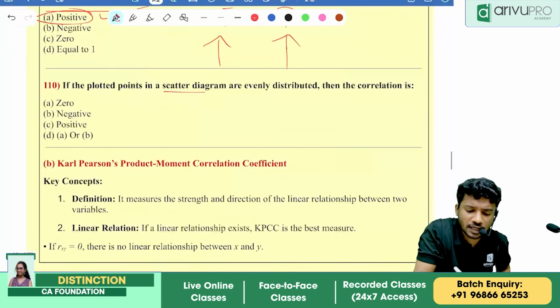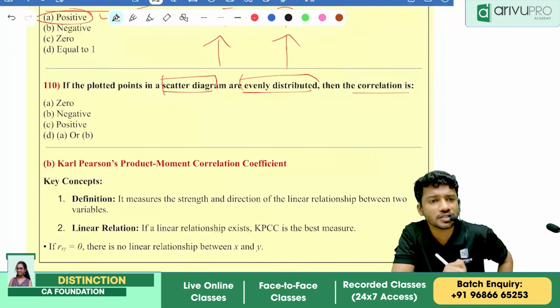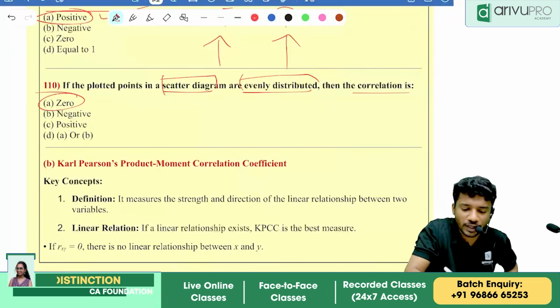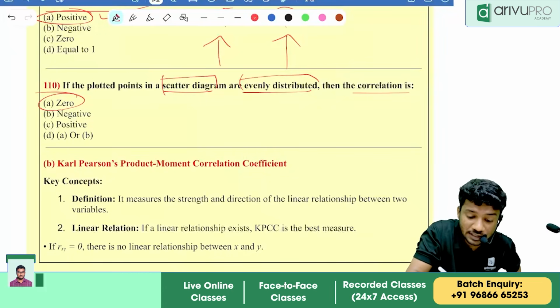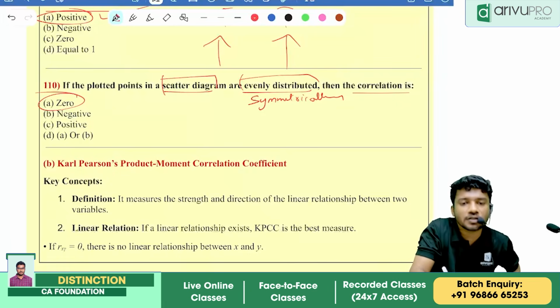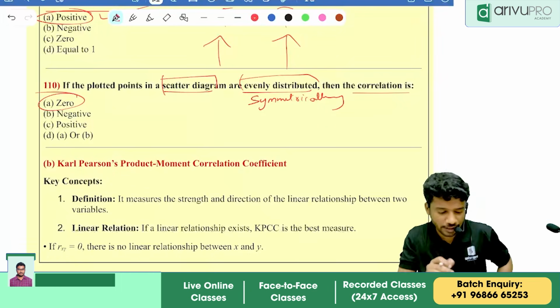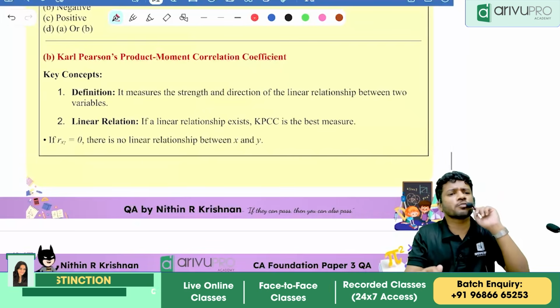If the plotted points in a scatter diagram are evenly distributed, the correlation is called as what? Zero. Evenly distributed, or what is the other word? Symmetrically distributed. Perfect. Understood the first topic, that is called as scatter diagram. Next one is much easier.